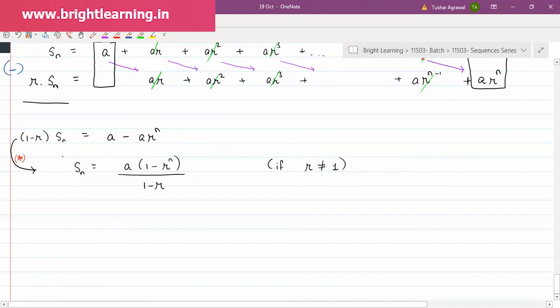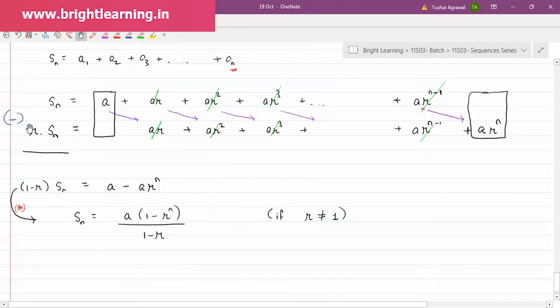Because if r becomes 1, then it is division by 0. In the previous step, it is 0 times Sn on one side and a minus this on the other. So how can you divide by 0? Not possible. So this formula is true only if, in the proof, you're not multiplying by 1.